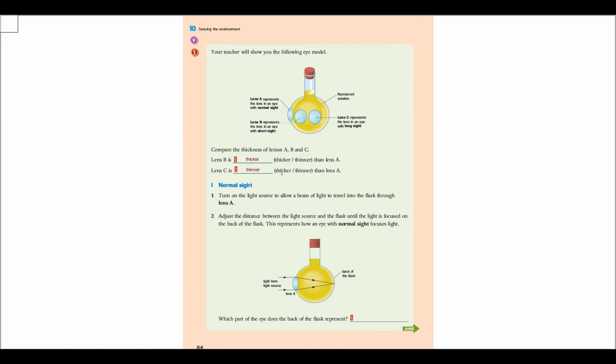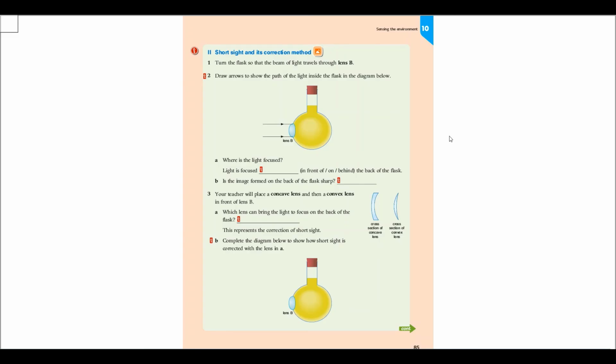Okay, so remember this. For normal sight first, turn on the light source and then look into the glass through lens A. Lens A means normal sight. If you don't need to wear glasses, that means you have good, normal eyesight. So which part of the eye does the back of the flask represent? Of course, it should be the retina, because the light would converge or change direction and then stimulate the cells on the retina, right? So the image should be formed on the back. This back will represent the retina.